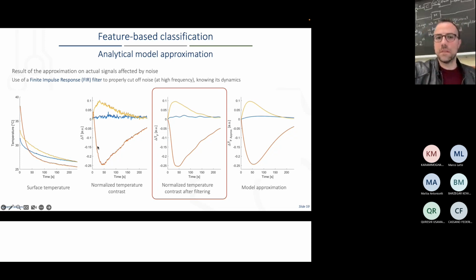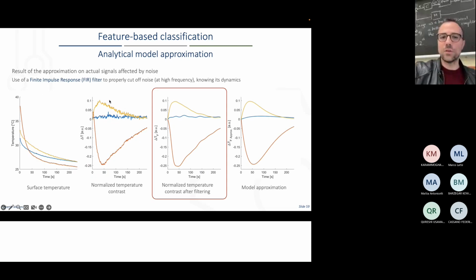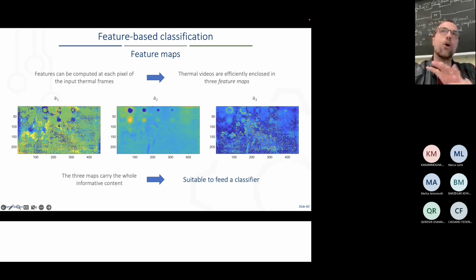You see here that there's a kind of similarity with the results here in theory. And then I'm using a finite pass filter, that is a digital filter for processing signals, just to reduce the noise, and then make our model approximation. So these curves here are the curves that we obtained by A1, A2, and A3 obtained by a linear fit of the model on the actual, well, not the actual, but on the filtered temperature contrast.